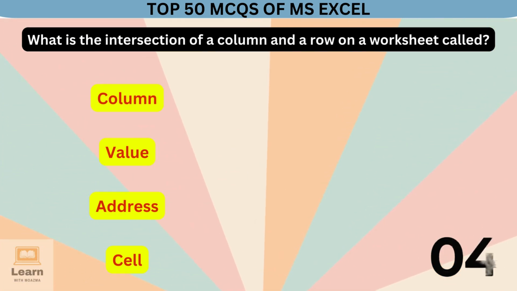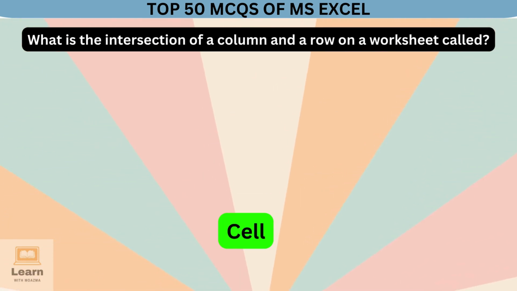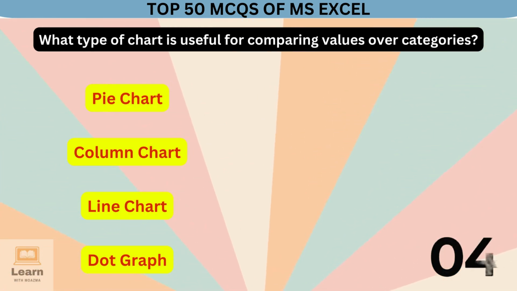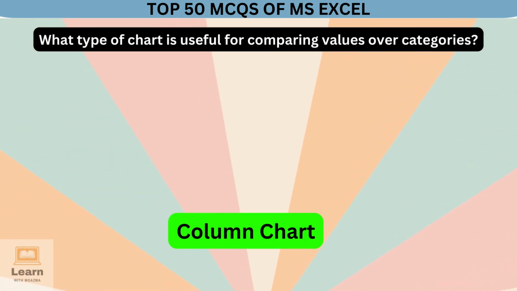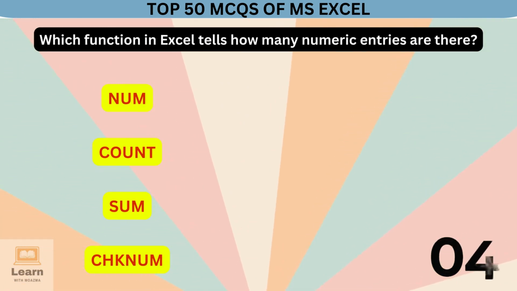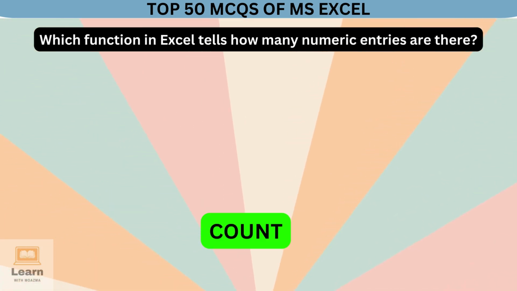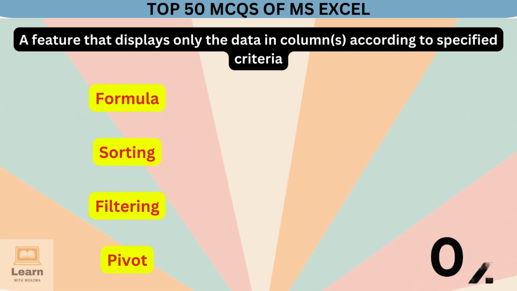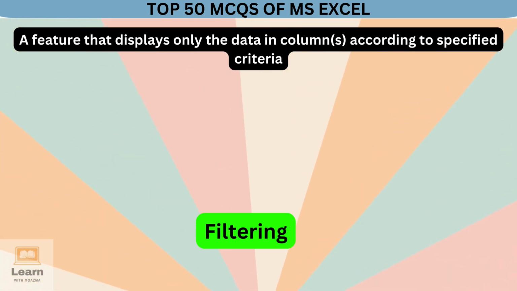What is the intersection of a column and a row on a worksheet called? What type of chart is useful for comparing values over categories? Which function in Excel tells how many numeric entries are there? A feature that displays only the data in columns, according to specified criteria.